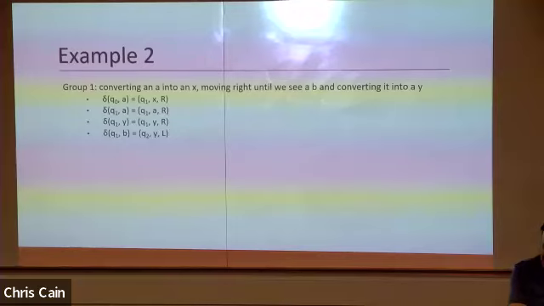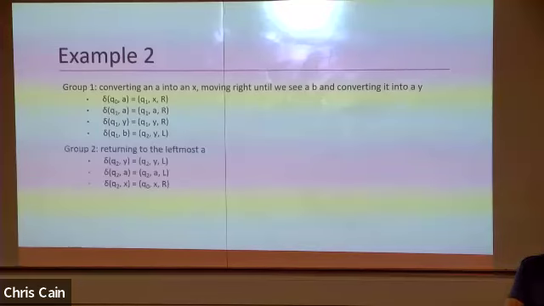Group 2 was returning to the leftmost A. So here are 3 transitions for that. I guess we should explain each one of these. From Q1, if we see an A, then we want to do a no-op on the tape. We're replacing the A with an A and just moving past all of the A's. If we see a Y, this is a previous B that has been converted into a Y, which is fine. We again want to do a no-op, move right, skip over them.